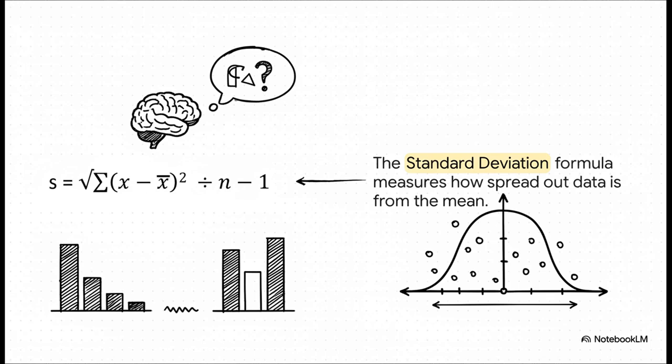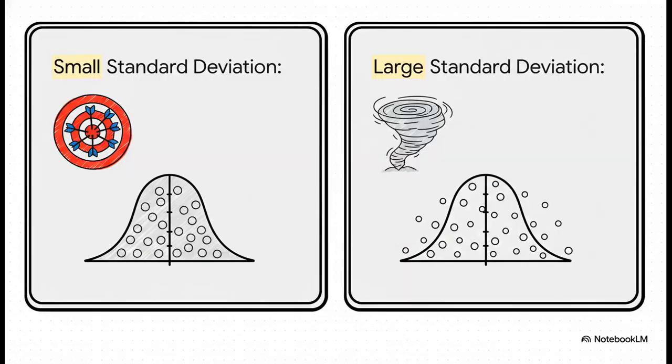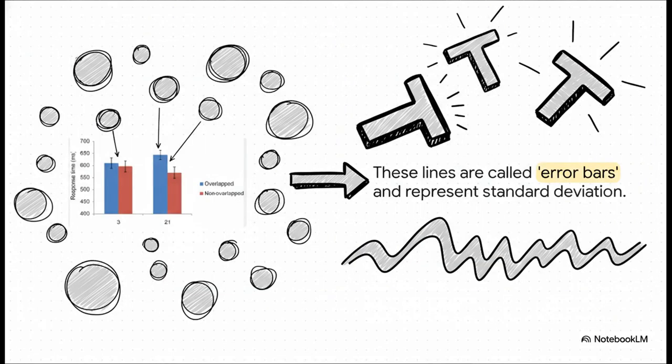Standard deviation gives you a single number that tells you how much your data typically varies from the average. Think of it like this. A small standard deviation is great news. It means all your data points are huddled together really close to the average. That suggests your results are pretty consistent and reliable. On the other hand, a large standard deviation means your data is all over the place, which makes your conclusions a little less certain. So, the next time you're looking at a bar chart in a study, keep an eye out for these little T-shapes on top of the bars. They're called error bars, and they're basically a picture of the standard deviation for that group of data.